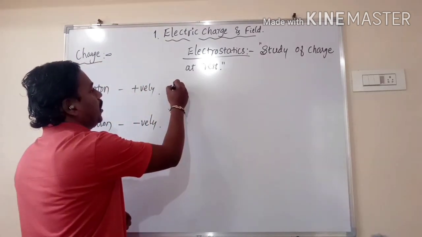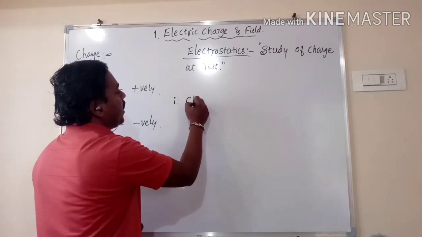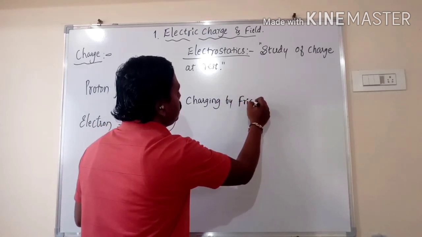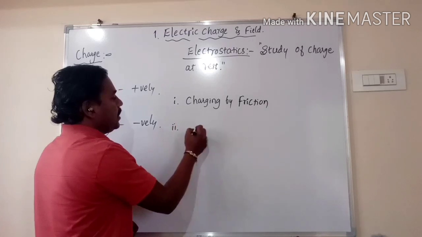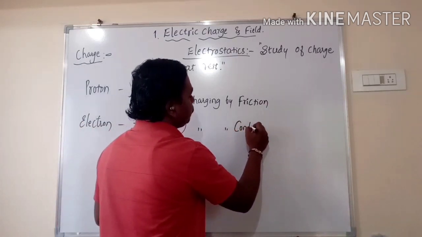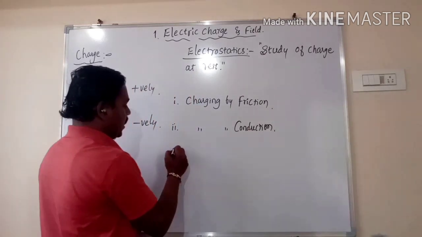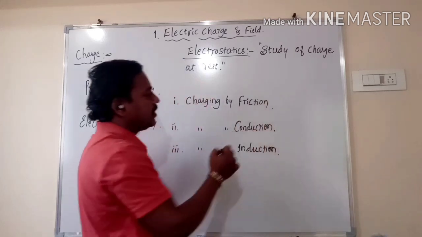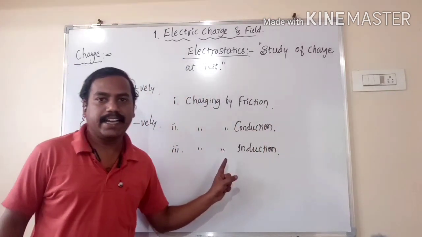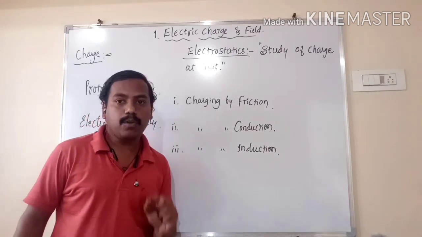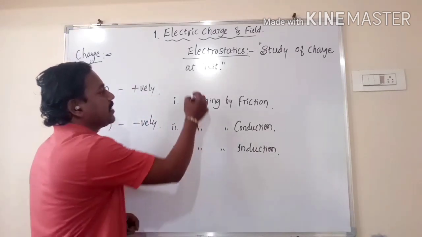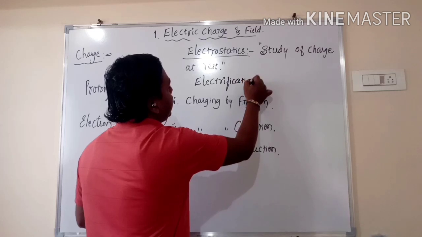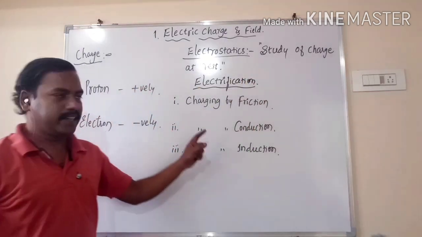The first one is charging by friction. The second one is charging by conduction, and the third one is charging by induction. These are the three basic methods. With the help of these three we can charge a body. But remember one thing, the process of charging a body is called electrification. I repeat, the process of charging a body should be called electrification.